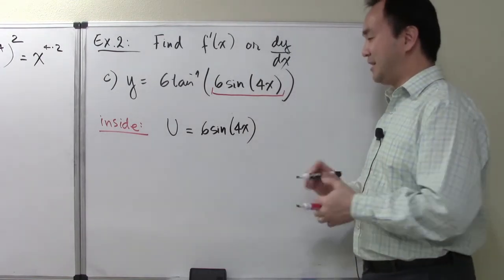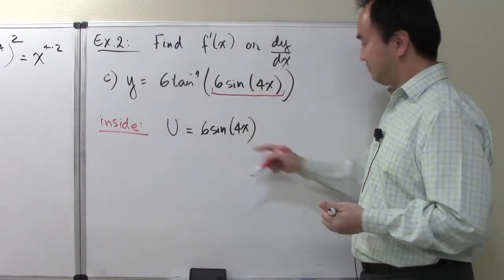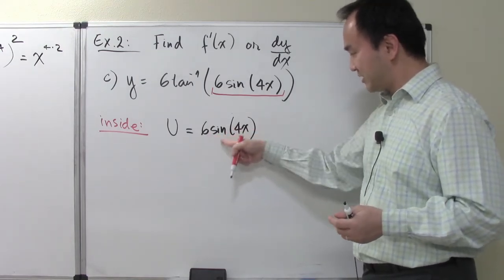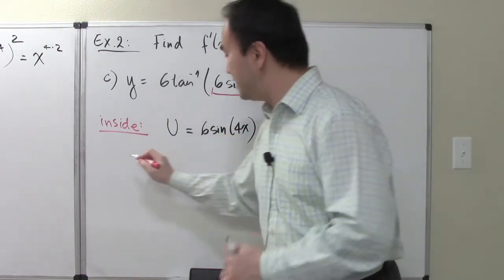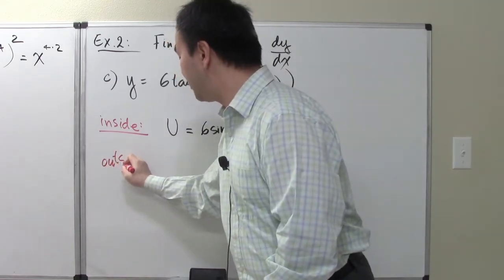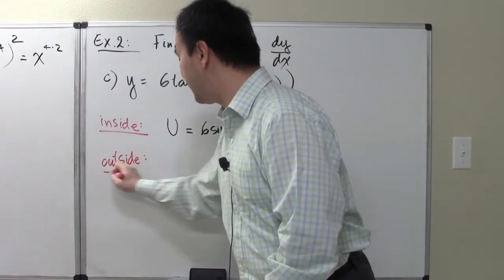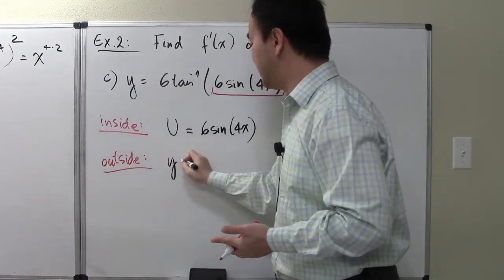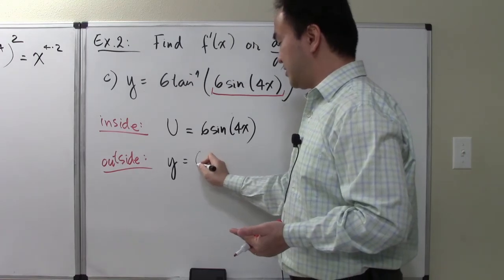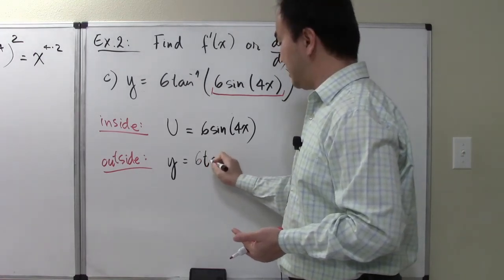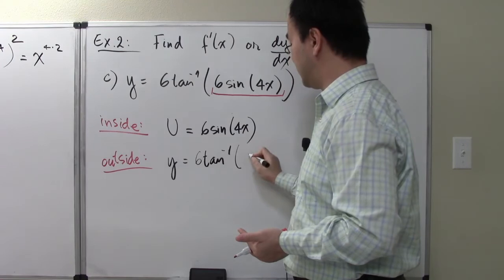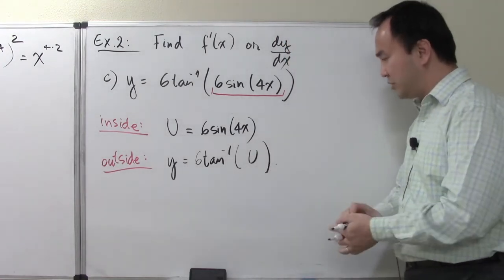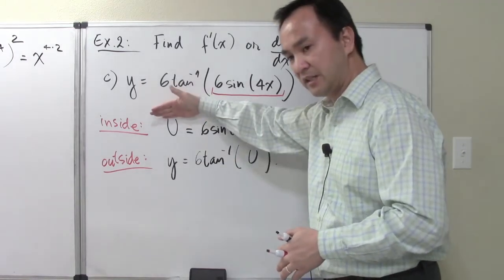Okay, and now once we have substituted that, a little bit long expression 6 sine of 4x, with a variable u, let's look at everything else after we have substituted away that expression. So the entire function now becomes y equals 6 times tangent inverse of one big variable u. So that's clearly inside and outside.